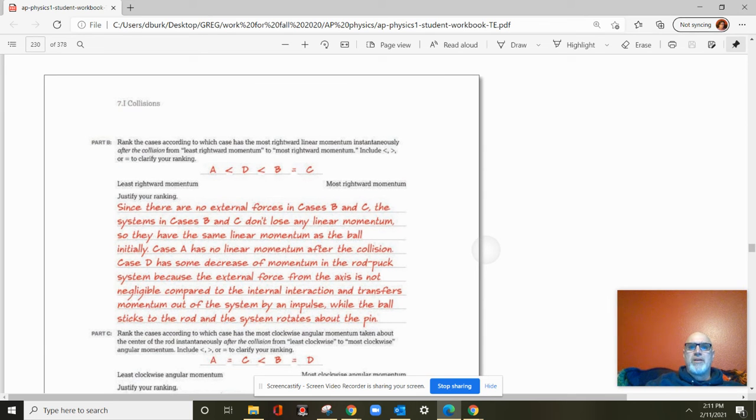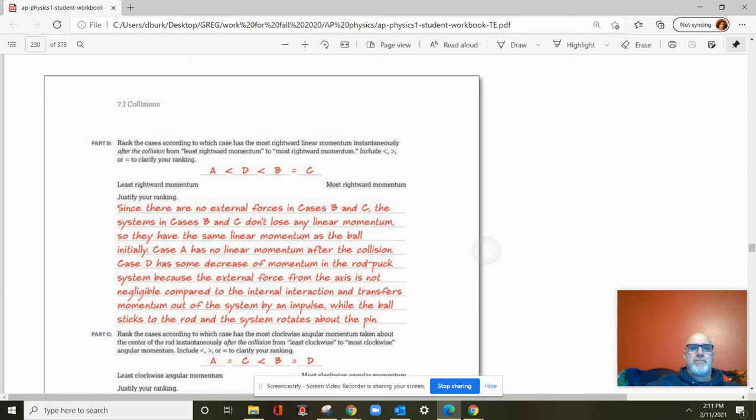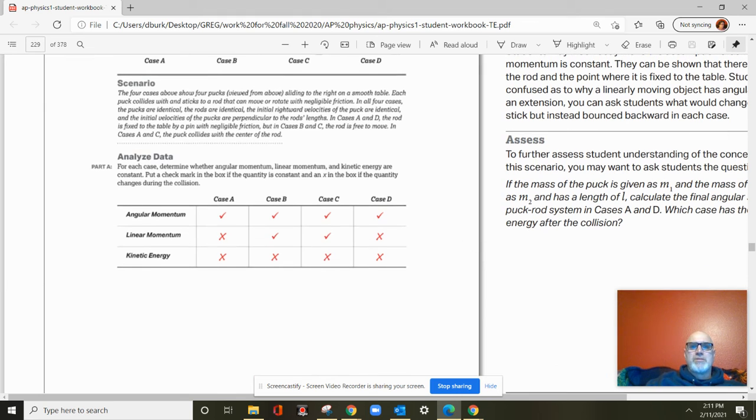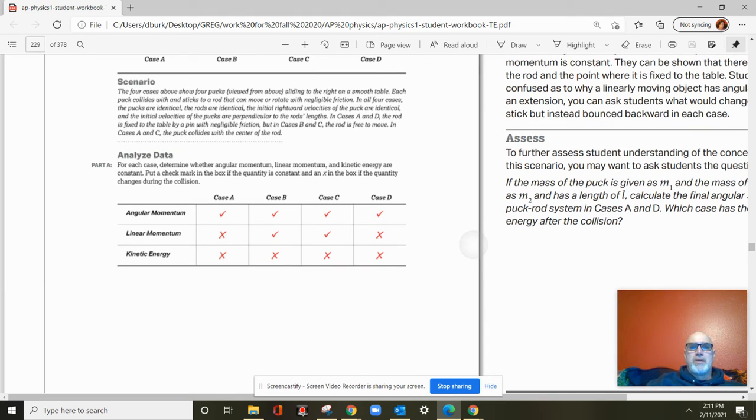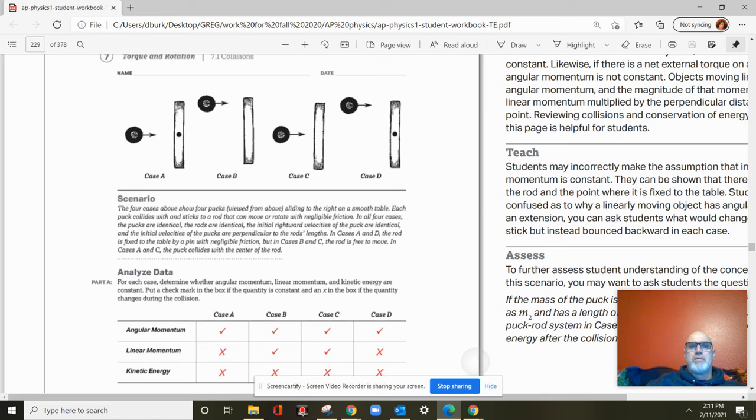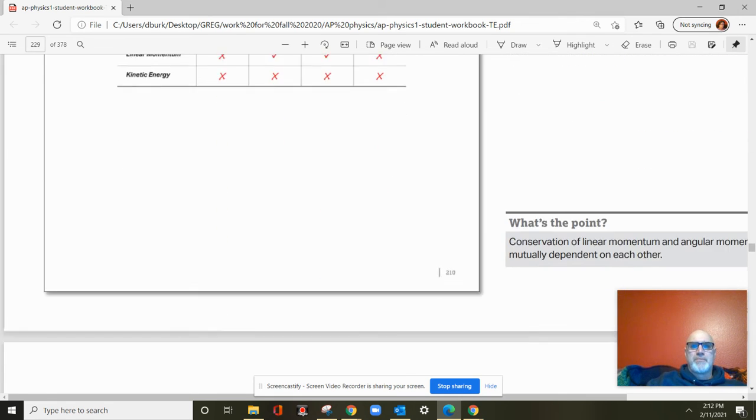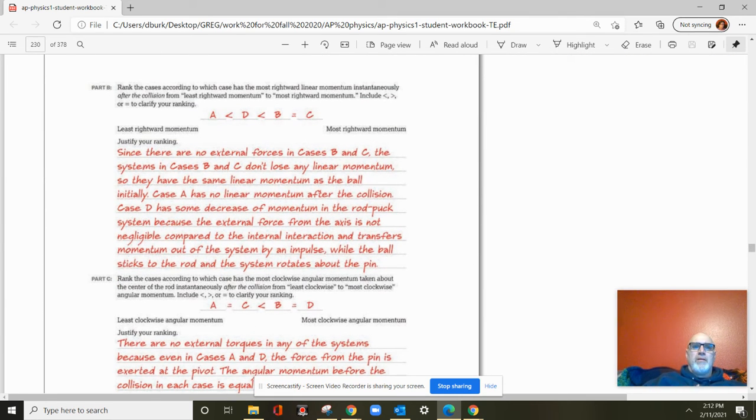Which has the most rightward linear momentum? A less than D less than B equal to C. Okay, so in B and C, they're the biggest. And in those cases, it's not going to spin. It's just going to knock the thing over. They don't lose any linear momentum. Oh, so we're ranking the most rightward linear momentum after the collision. They have the same linear momentum as the ball initially. Case A has no linear momentum after the collision. Just going to hit the bar, I guess.